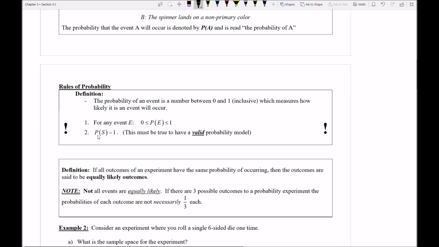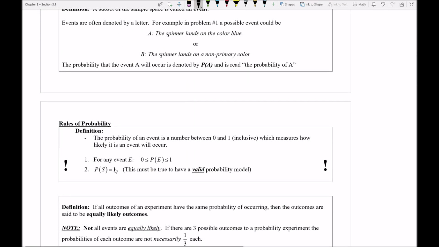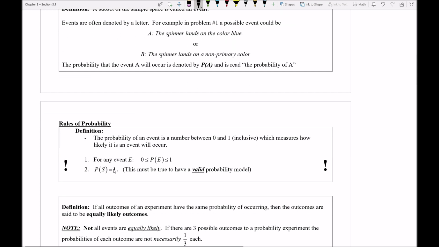But also, when we want to measure the probability of S, that is, the probability that something in the sample space occurs, that probability always must be 1. If you think about it, that should make a lot of sense. If I spin that spinner that we looked at previously, what are the chances that it's going to land on one of these colors? Well, it should be 1 or 100% because there were no other colors. So it's important that this is something that we have in place when we look at different probability experiments. This has to be true in order for us to have what we would call a valid probability model.